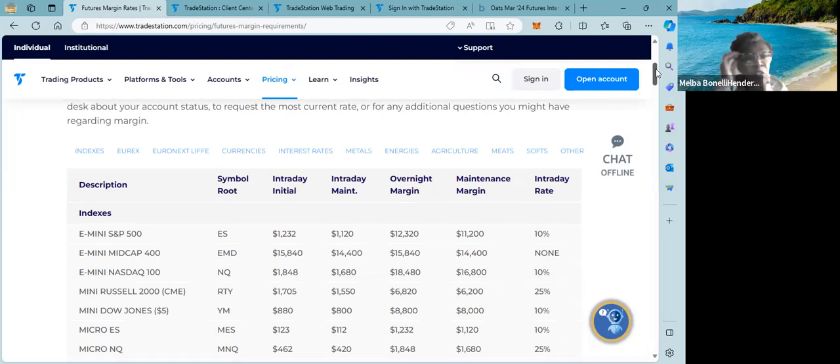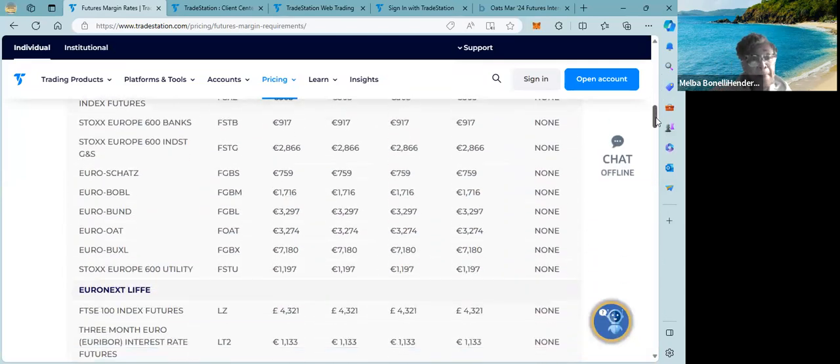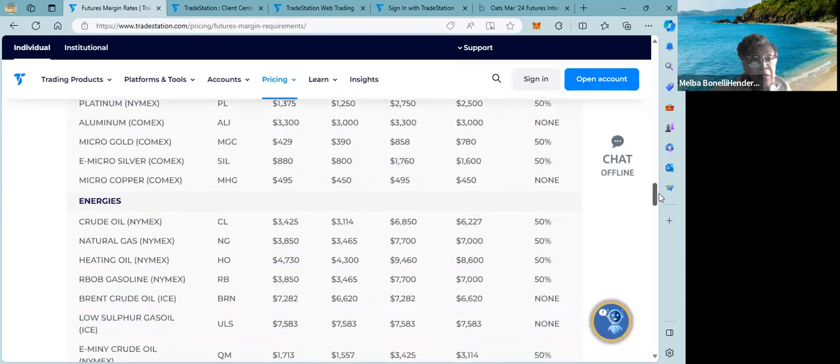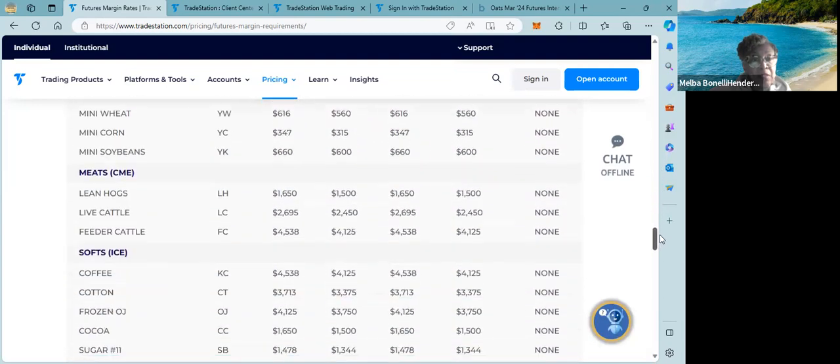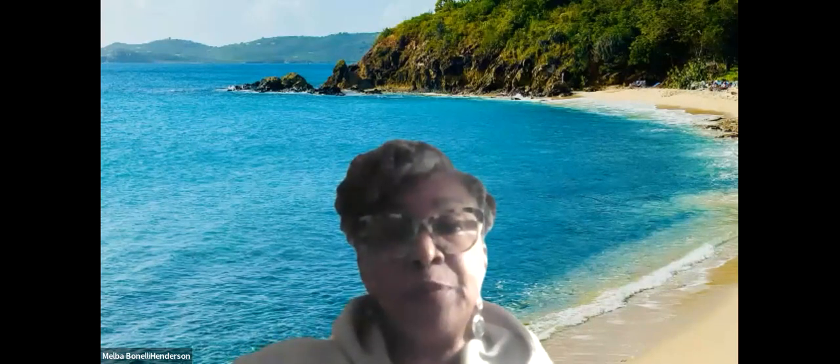So let's scroll down and look for orange juice under the soft section. Excellent. There we go. So we found frozen orange juice and the symbol is OJ. Okay, very good. So let's go over to the trading platform.